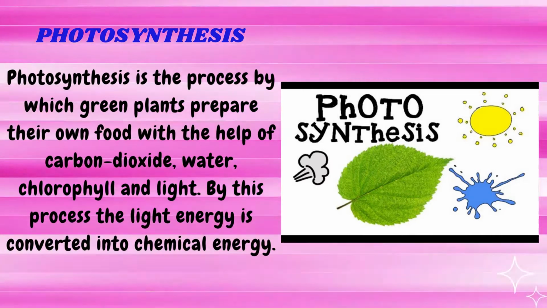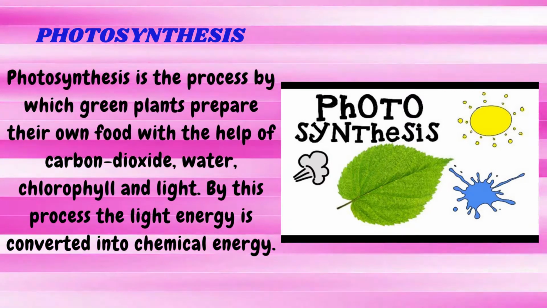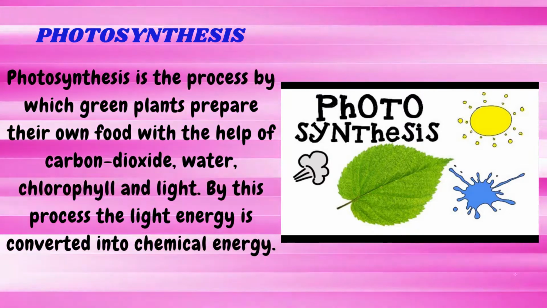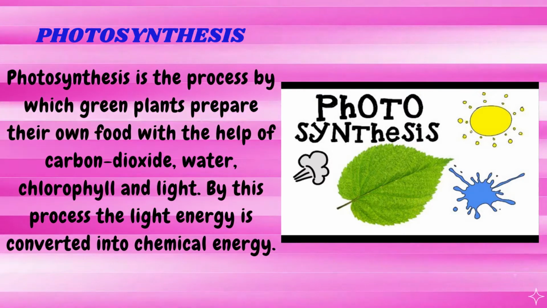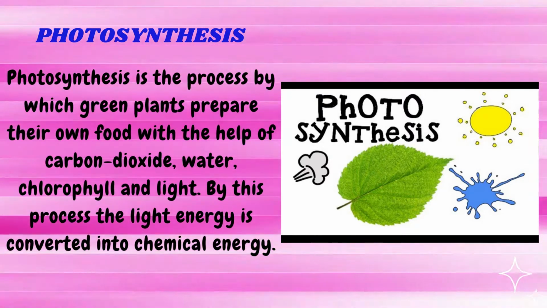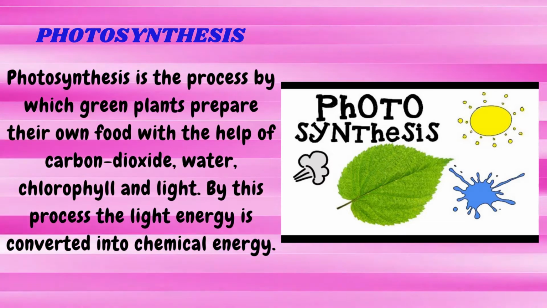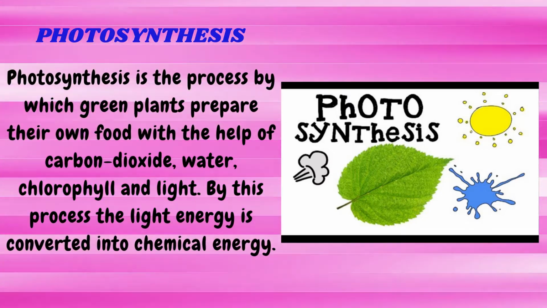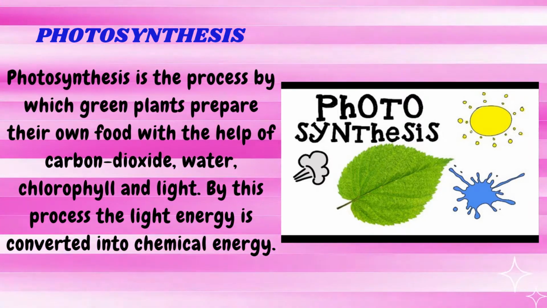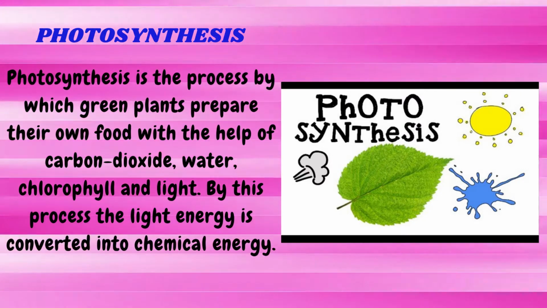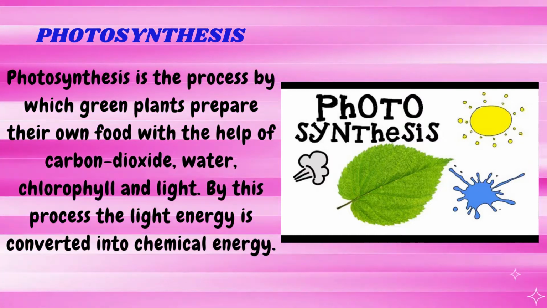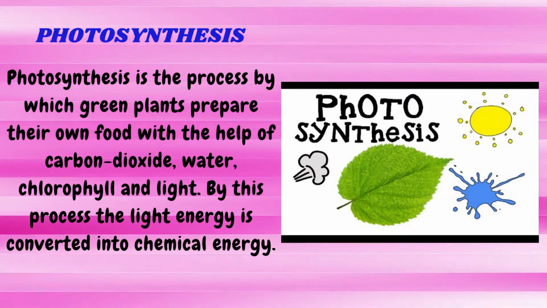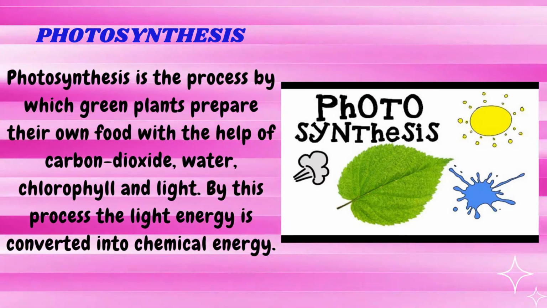First, we have what is photosynthesis. Photo means light and synthesis means to prepare, to produce or synthesize. That means it is the process through which the green plants prepare their own food with the help of carbon dioxide, water, chlorophyll, and light. By this process, the light energy is converted into chemical energy. So that's why the plants are also called the producers, autotrophs, for this special mechanism.